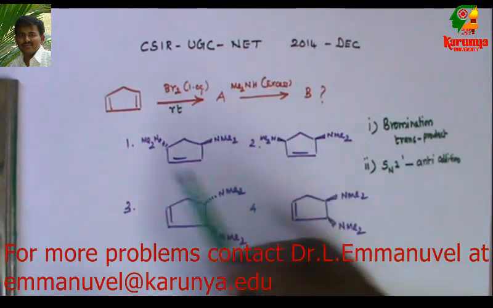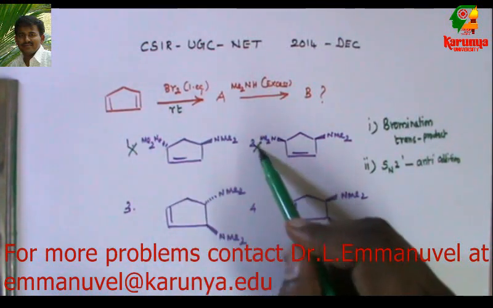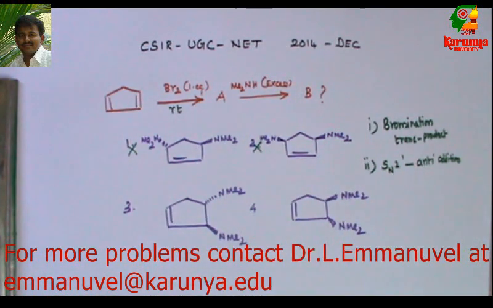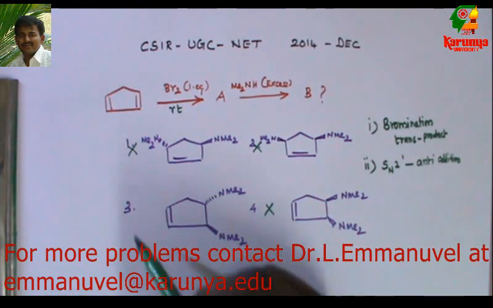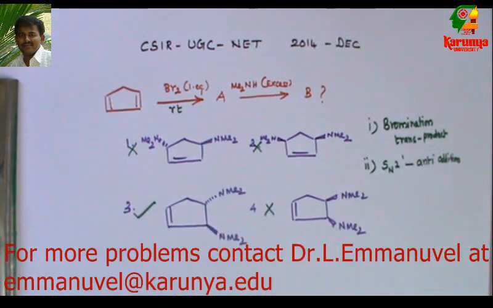Now let us go to the given options. The first and second, it is 1,3 addition product, that is not possible. Third and fourth, it is 1,2 addition product. The fourth one is cis product. We have seen the mechanism. Trans product is formed via SN2 prime mechanism.